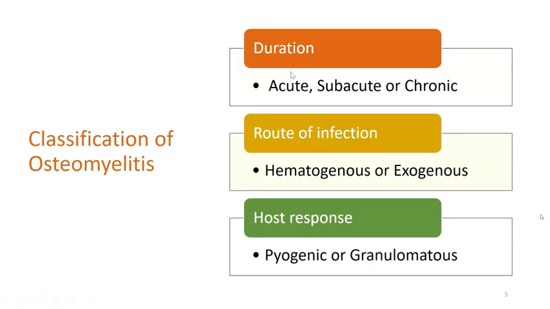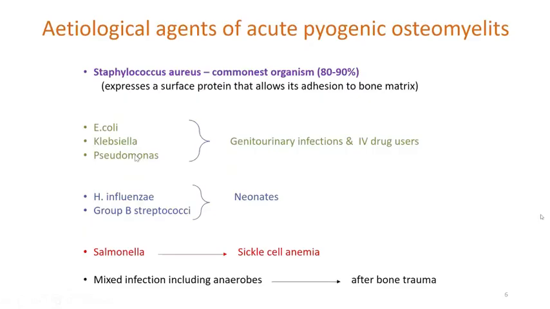If the osteomyelitis is of short duration, we call it acute osteomyelitis. If it has gone on for some time, it is subacute osteomyelitis. And if it lasts for a prolonged period, then it is chronic osteomyelitis. And we can classify it again according to the route of infection. Route of infection could be hematogenous or non-hematogenous, which we will call exogenous. And again, we can classify osteomyelitis based on host response. It could be pyogenic or granulomatous.